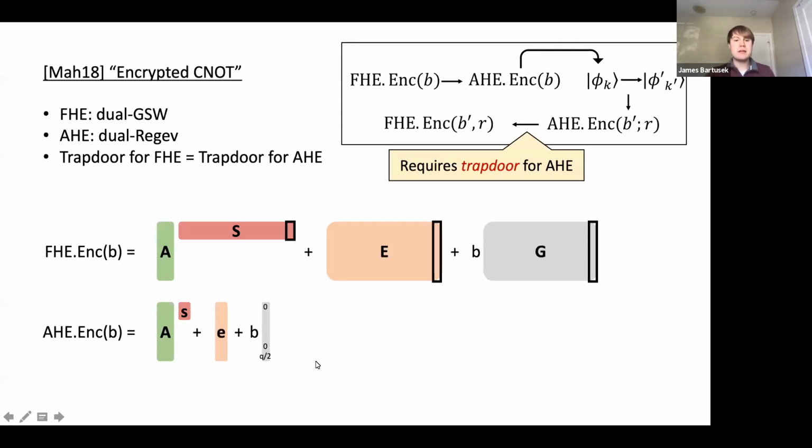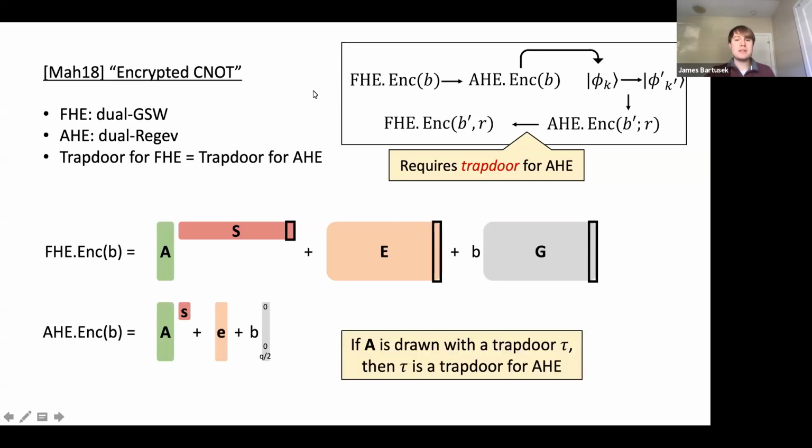that's just what it is. So this means that if this FHE public key is drawn along with the trapdoor tau, then that trapdoor automatically also functions as a trapdoor for the dual Regev scheme, because it's a trapdoor for A. So therefore, if you just draw this FHE public key with a trapdoor, you can then use that trapdoor in this conversion, and so you're done. Okay.